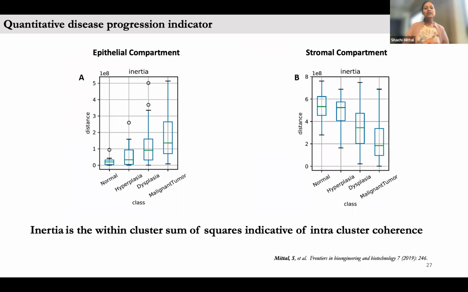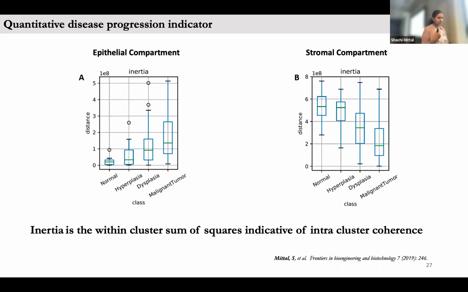And then we clustered the epithelial cells as well as the stroma compartment and looked at the inertia, which is the dispersiveness of each cluster. And what we noticed, and this was very surprising, we were not hoping to see this, but what we noticed is the inertia in the epithelium actually increased as we progressed from normal to a higher stage of disease. And the inertia in the collagen actually decreased as we progressed from normal to a higher stage of disease.